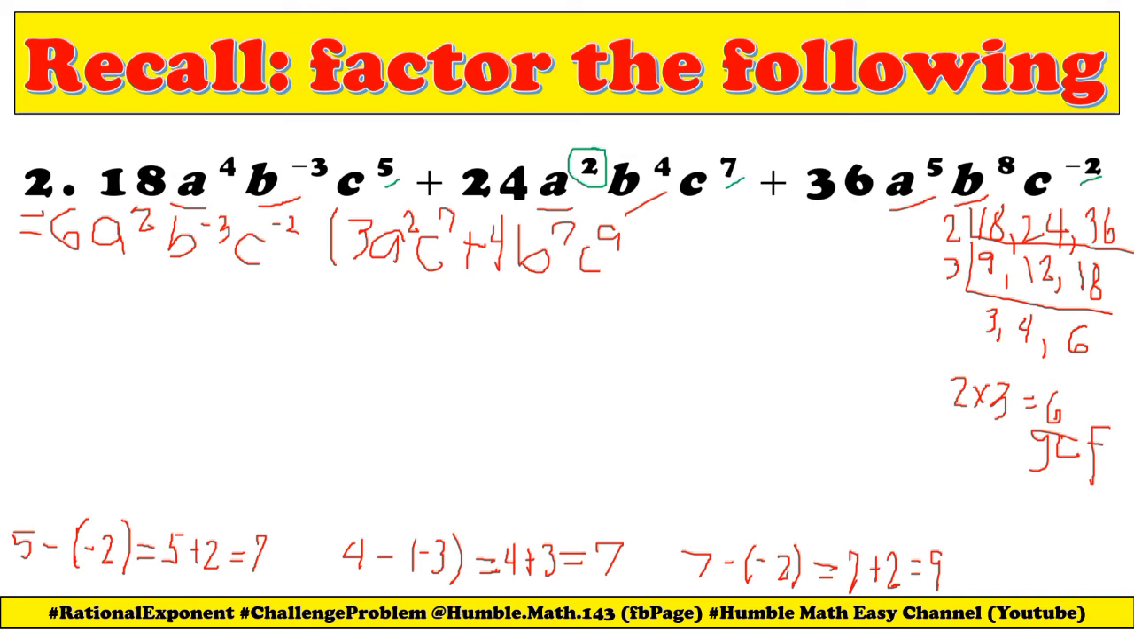For the next term, we have the numerical coefficient 36, so 36 divided by 6, and we have positive 6, so plus 6. Then for a, we have a to the 5 divided by a squared, so 5 minus 2 is 3, so a is now raised to 3. And b is b to the 8 divided by b to the negative 3, so we now subtract 8 minus negative 3.